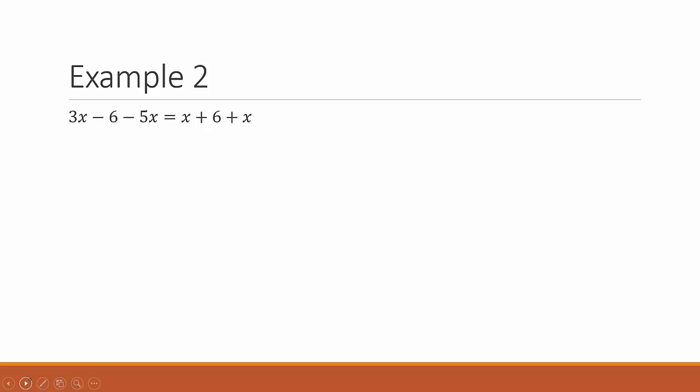All right, example number 2. Don't have any fractions, don't have any parentheses, but I do have like terms on each side. For example, on my left-hand side, I have 3x and minus 5x, and on the right-hand side, I have a 1x and another 1x. So I'm going to combine my like terms first. On the left-hand side, I have 3x minus 5x. 3 minus 5 is negative 2x minus 6. On the right-hand side, I have an understood 1x and another 1x there, so that gives me 2x plus 6.